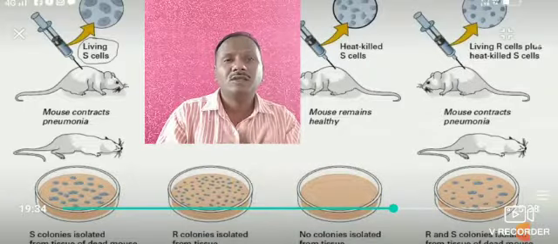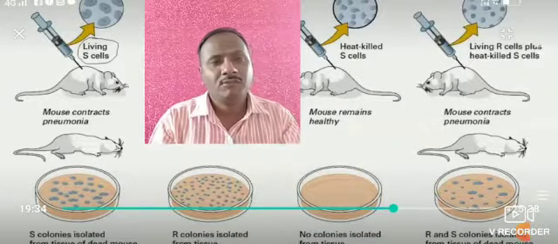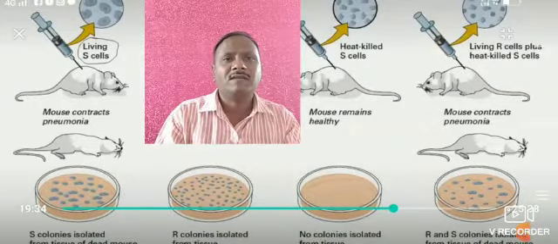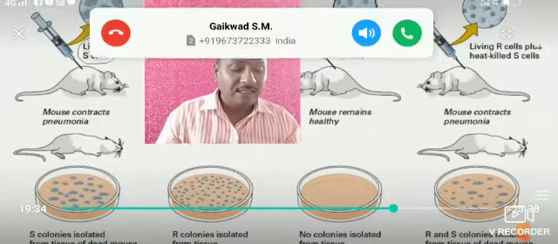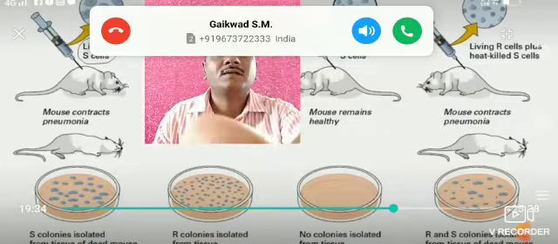DNA is a genetic material. The scientist Griffith, for the first time, proved in his experiment that DNA is a genetic material.